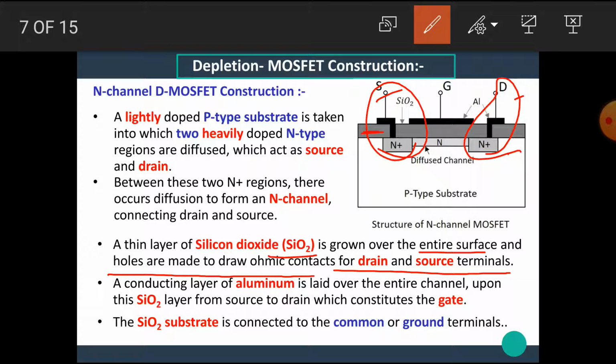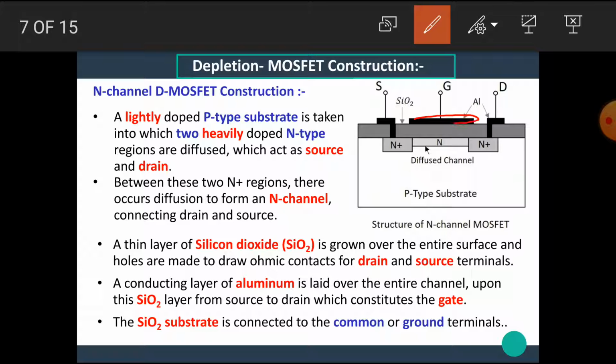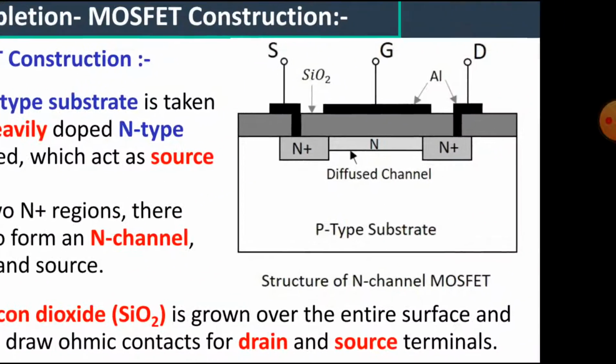A conducting layer of aluminum is laid over the entire channel upon this SiO2 layer from source to drain, which constitutes the gate. That means this aluminum layer makes the gate terminal. The substrate is connected to the common or ground terminal. I hope you all get the basic construction of this N channel D MOSFET.